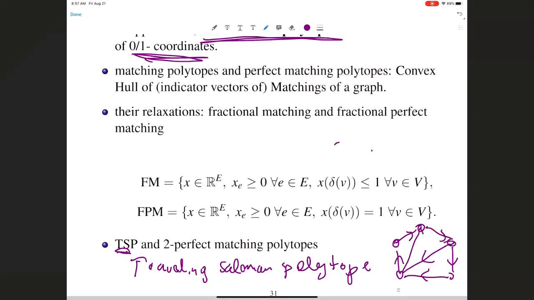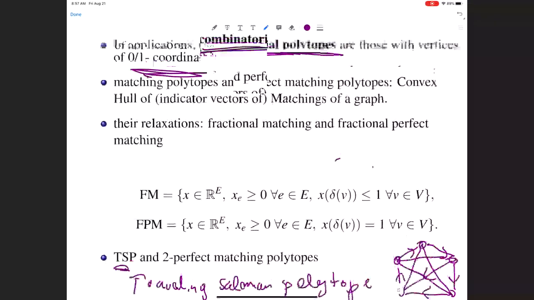Maybe I want to go like this, right? So I can do different tours. I can do different traveling salesman tours. And for every traveling salesman tour, I set one or zero depending on which arc I use, right? Which edge I use. So that's an example of a 0-1 combinatorial polytope.